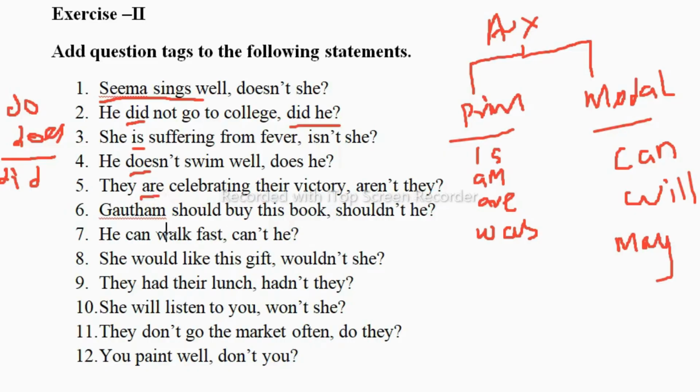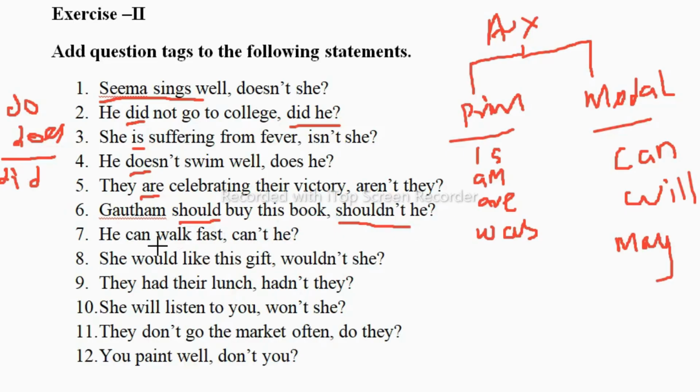Aren't they? Gotham should buy this book. Now here we have modal should, so this should only we have to use to make a question tag. Shouldn't, because it is positive, we have to write a negative question tag. Now this Gotham will change to a pronoun, that becomes he. Shouldn't he? And in your exam you have to rewrite the whole sentence. You should not write only shouldn't he, aren't they, isn't she. You have to rewrite the whole sentence: Gotham should buy this book, comma, shouldn't he, question mark.